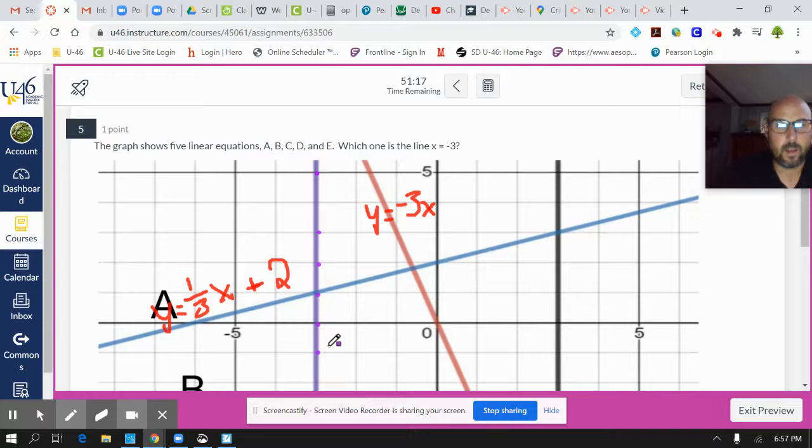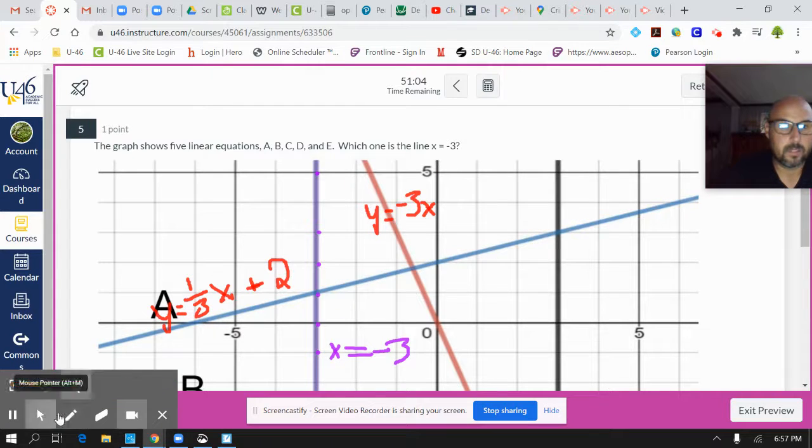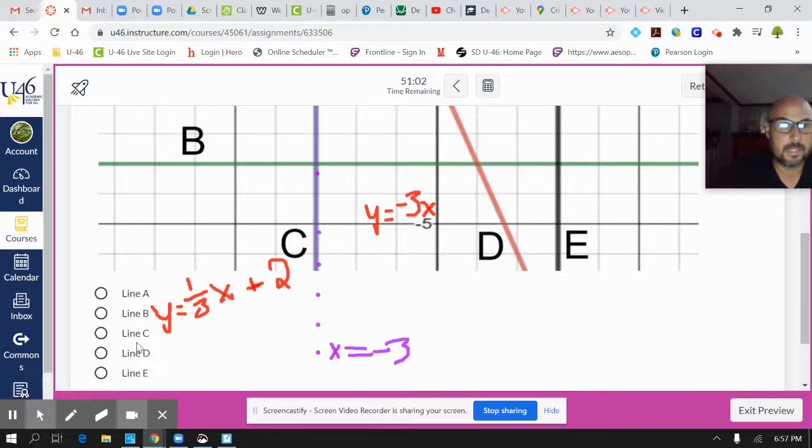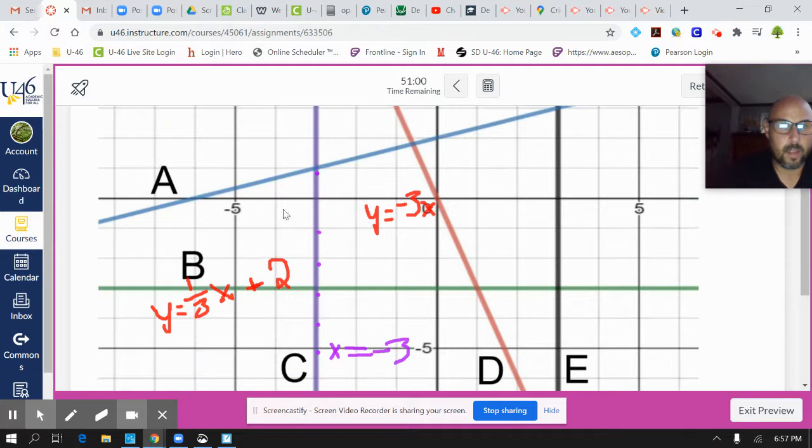All the ordered pairs have x equaling negative 3. And so that is the answer. This purple line is the answer: x equals negative 3, which happens to be line C. And we're going to abandon getting the rest of them because it's getting messy.